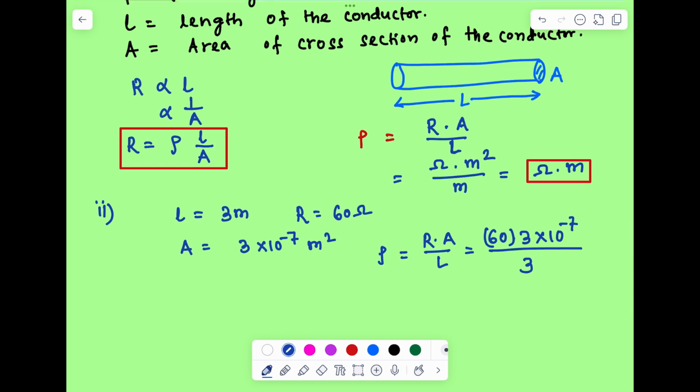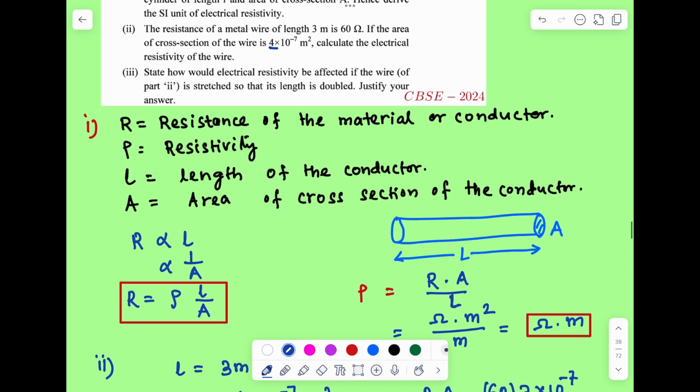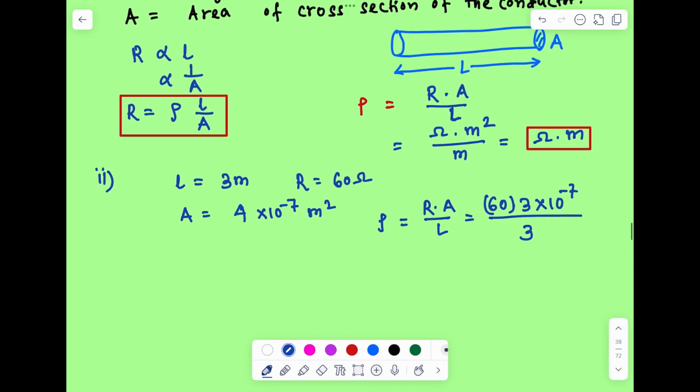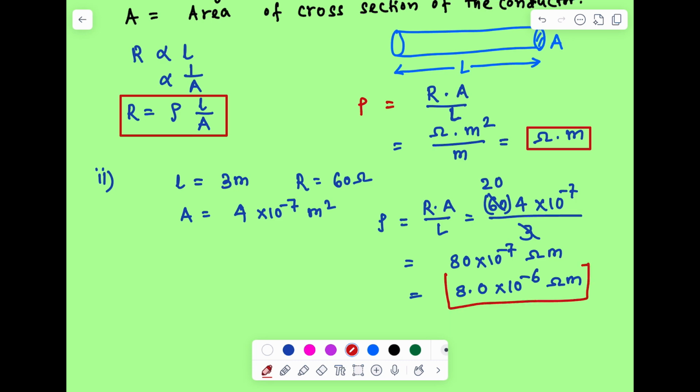Area of cross section of the wire is 4 into 10 to the power minus 7. That is the area of cross section. So it is equal to 4. Now if we cancel this 60 with 3, then it will be equal to 20 into 4. That is equal to 80 into 10 to the power minus 7 ohm into meter, which is equal to 8.0 into 10 to the power minus 6 ohm into meter.